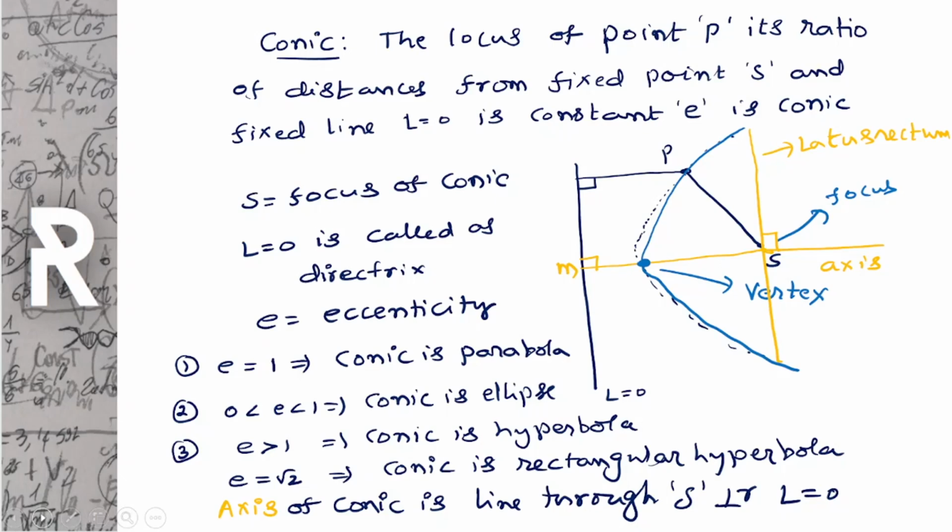Sometimes vertices adjust based on the conic and based on the E value. Sometimes only one adjusts. I will discuss briefly one by one, parabola, ellipse, hyperbola also. And commonly, how to find the equation of a conic.